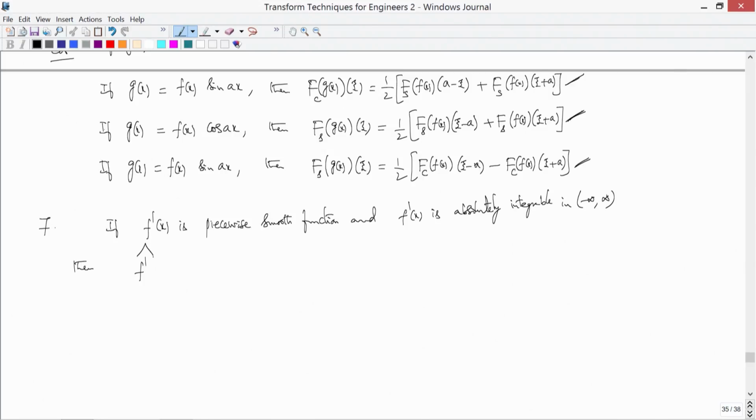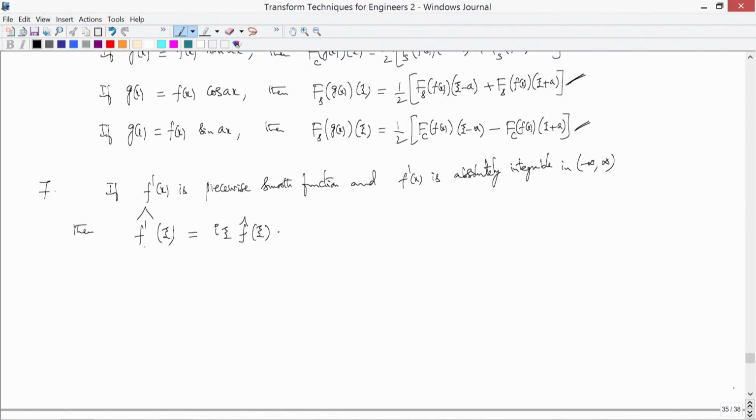The Fourier transform of this f dash is what you get: i xi times f cap of xi. We have already seen this earlier, and we used it when we were trying to find the Fourier transform of the delta function, or generalized function. At that time we looked at this property in the slides. So, let us do it anyway, formally.